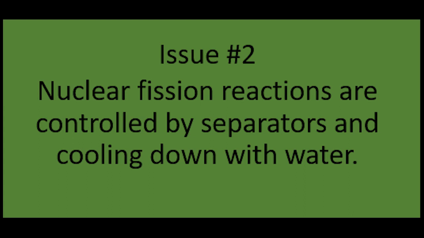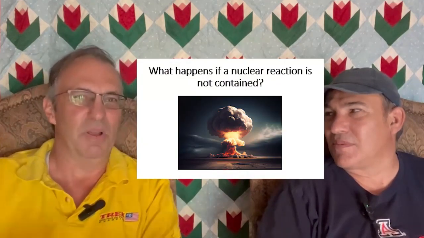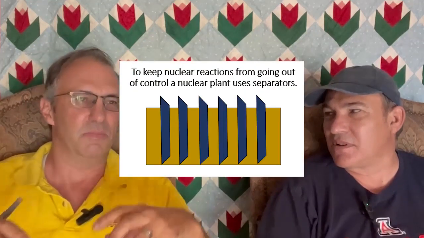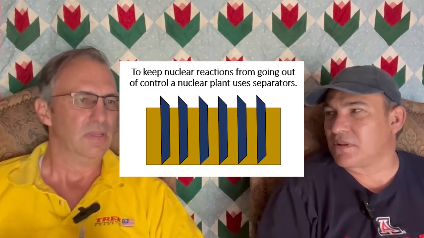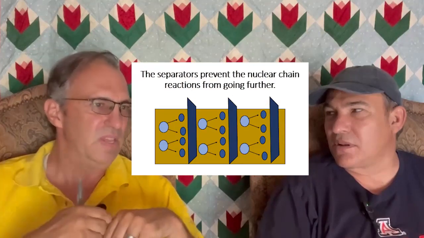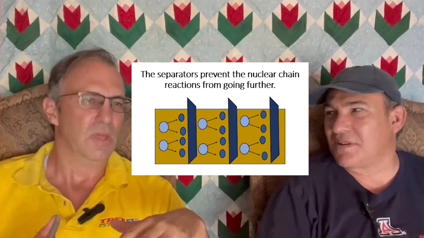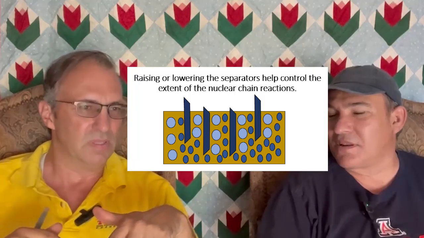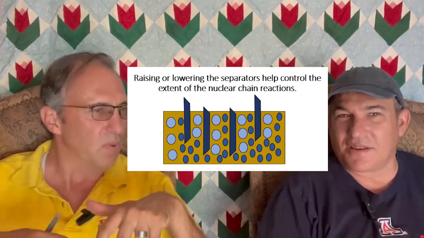Nuclear fission reactions are controlled by separators and cooling down with water. The problem is, you don't want it to keep going to where it explodes, like an atomic bomb. So how do they control that? They have these blades that separate the material, called neutron absorbers. Things like boron, and stainless steel actually kind of works too, because it's a very dense material. It basically prevents the neutrons from going any further. They raise or lower the blades, exposing a little bit more or less of the uranium depending on how much they want it to react.